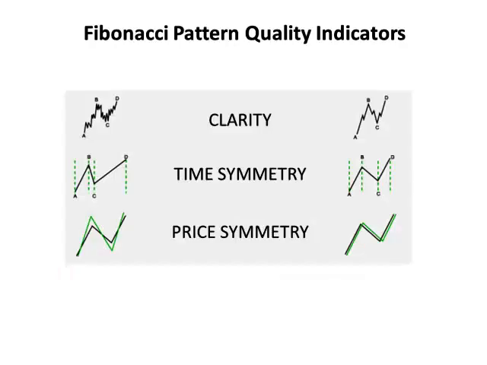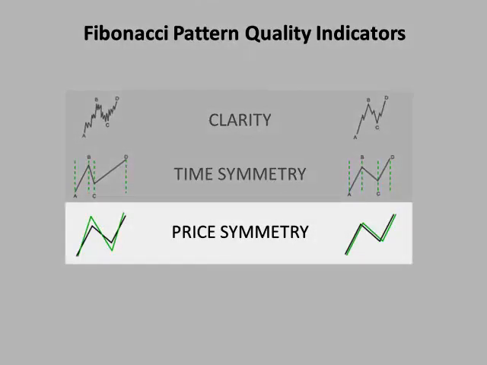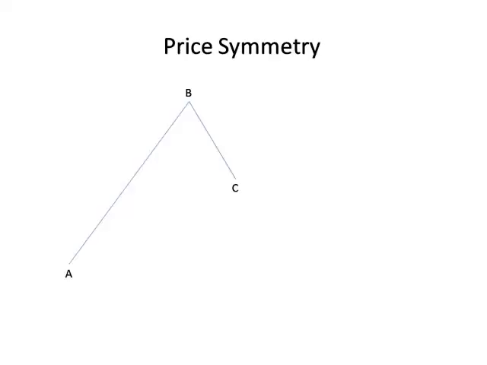The other 2 measures for Fibonacci are price symmetry and time symmetry. In the video called Fibonacci patterns, I gave the following explanation for price symmetry. Fibonacci patterns form where the price difference between certain turning points on a graph are in proportion to one another that is equal or related to the Fibonacci ratio.